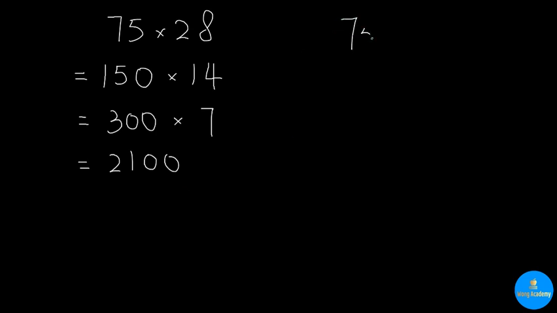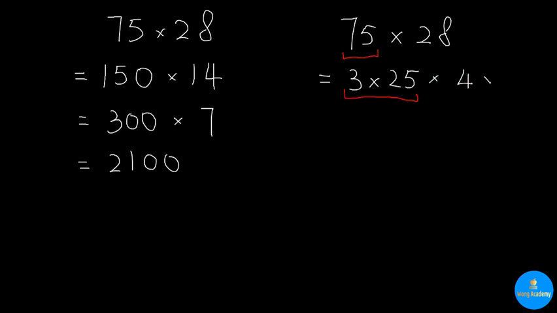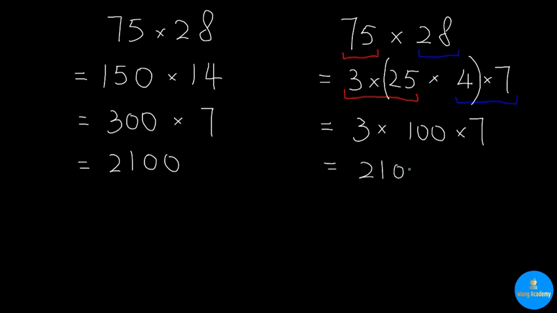In fact, we can try to do everything at once. What do I mean? Let's see it again. 75 can be rewritten as 3 times 25. As for 28, we can rewrite it as 4 times 7. Once again, multiplication is associative, and therefore we can put a pair of parentheses around 25 and 4. This will give us 3 times 100 times 7, and of course, we will have our 2100 as the final answer.